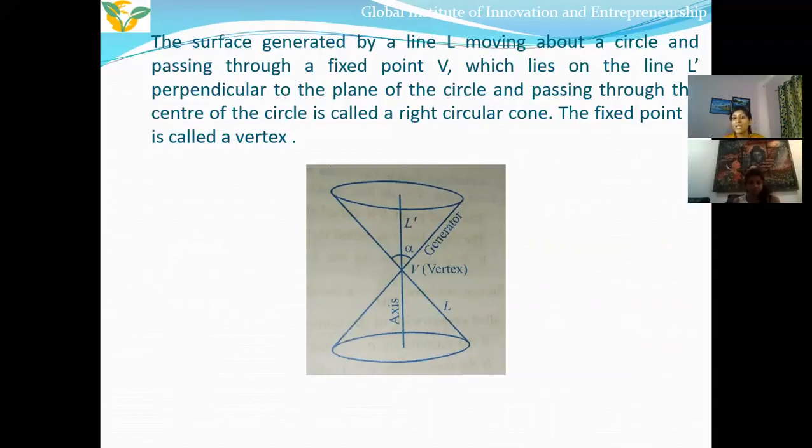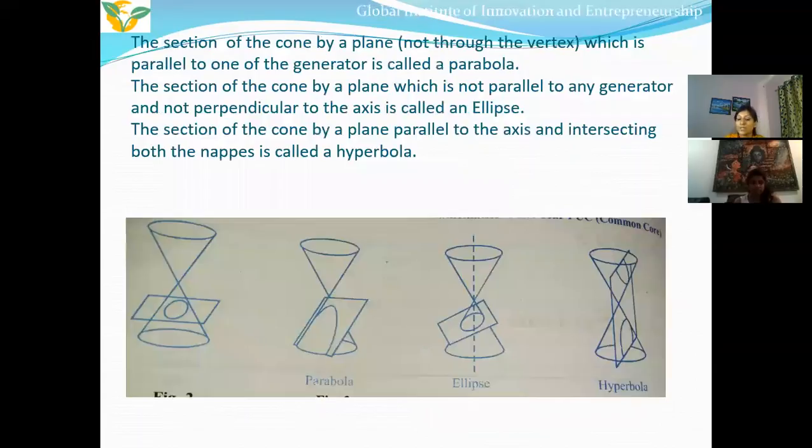And usually this full portion is called a right circular cone. Suppose we get half the portion, that is our ice cream cone, it is called a half cone, that is a nappe. Next, how do we get all these shapes when the cone is intersected? We can see the proper mathematical definition here.